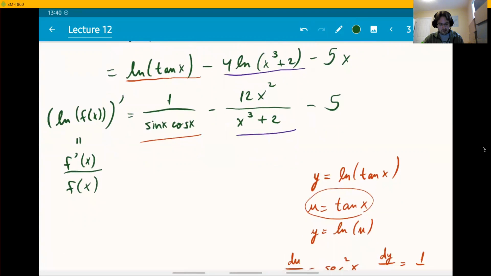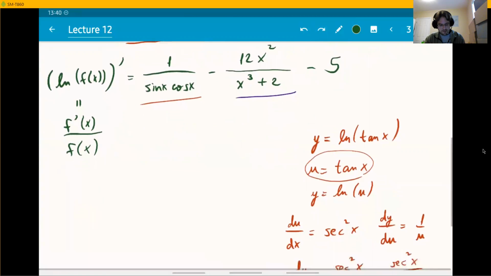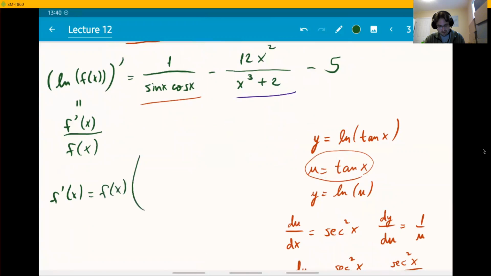Just keep in mind this is equal to f prime over f. And we wanted to find f prime. So we have to multiply by f. F prime is going to be f of x times whatever the expression that we just found. I'm just copying this down.